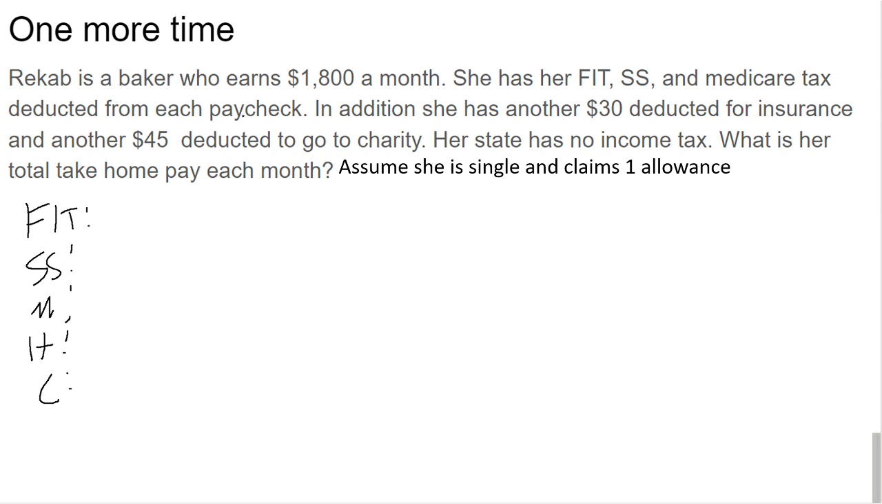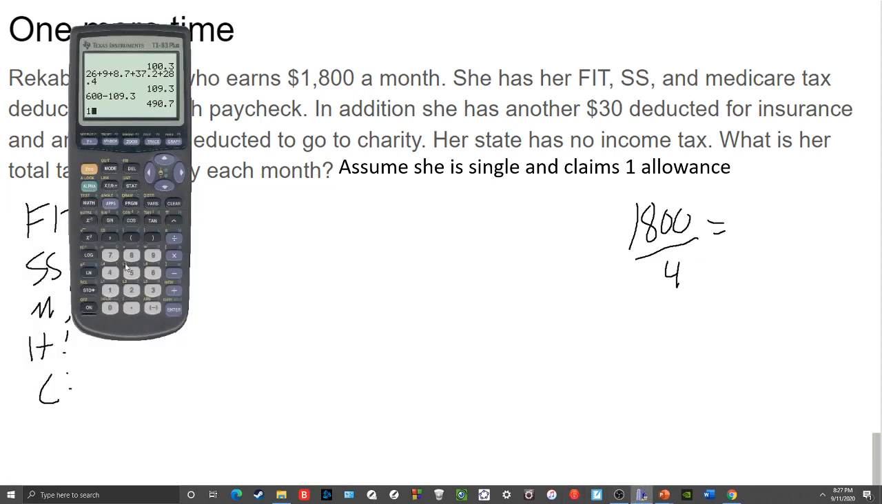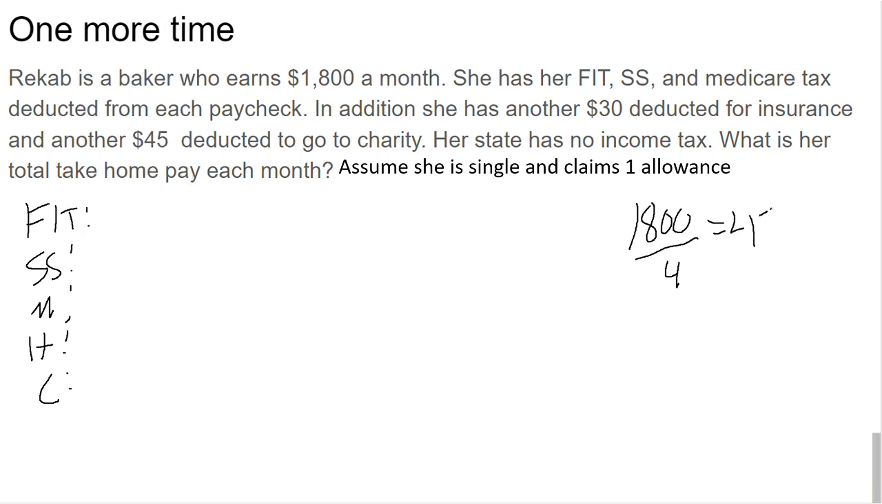Now, unfortunately, the federal tax tables are for weekly payments. So we have to figure out, if it's 1,800 a month, how much is that weekly? We're going to take 1,800 and divide it by 4 because there's 4 weeks in a month, typically speaking. 1,800 divided by 4 would be 450. So we're going to look at the 450 column in the federal income tax tables.